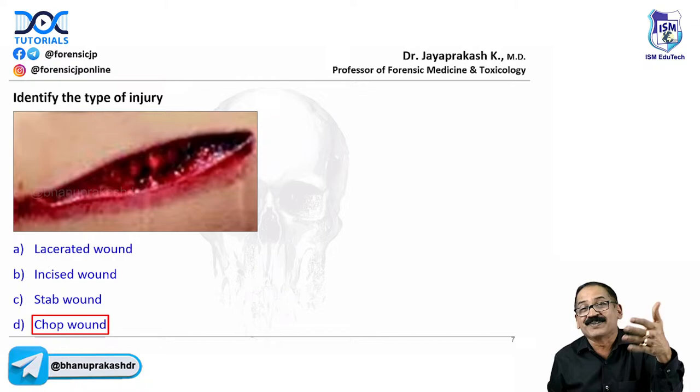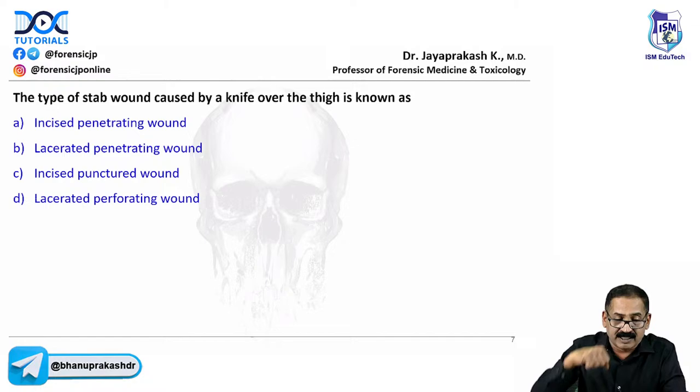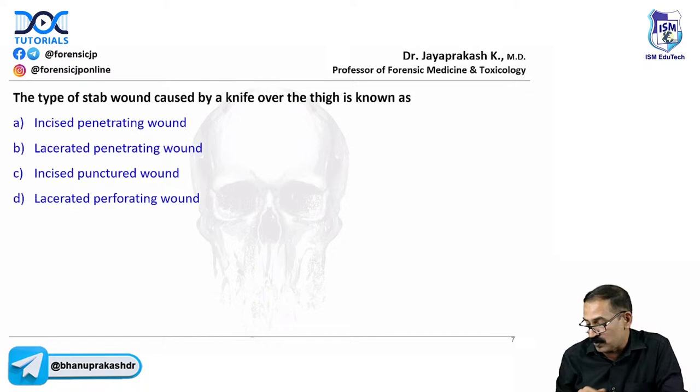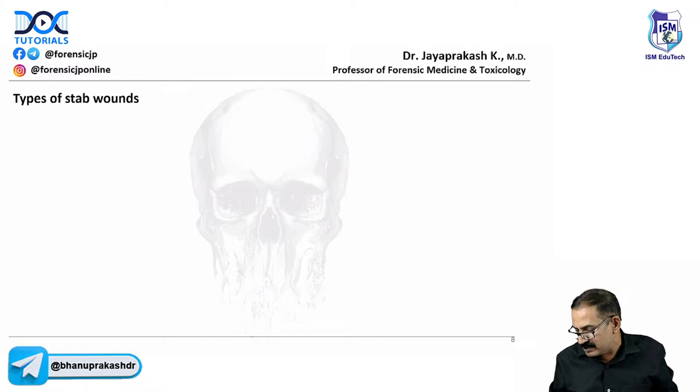The type of stab wound caused by a knife over the thigh is known as what? Anyone, please answer. Lagging is there, I can't wait. What is the answer? Knife over the thigh. Let me explain, don't worry. What are the different types of stab wounds? It all depends on where the stab has entered.